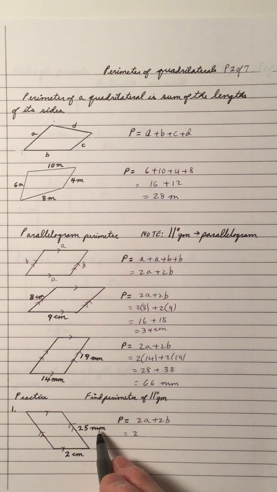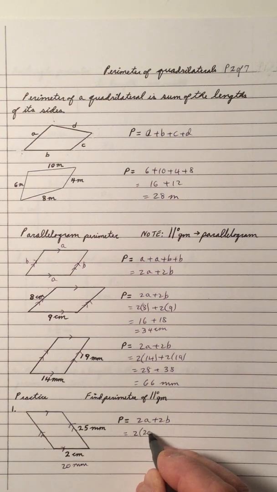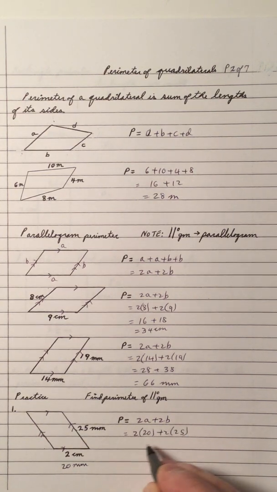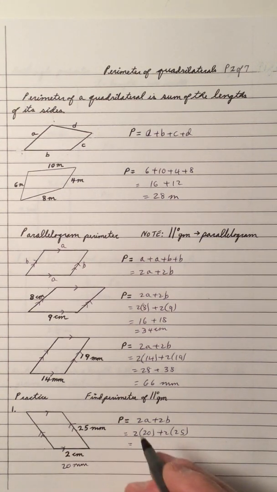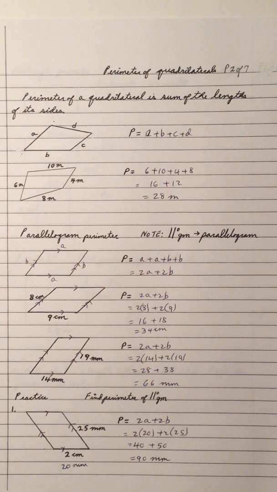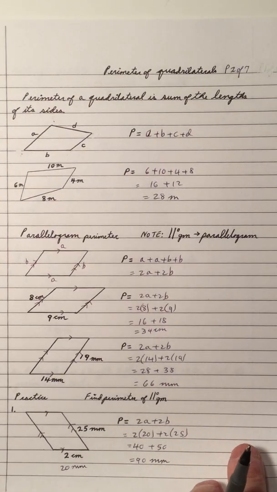Notice we have centimeters and millimeters, and we didn't say what we wanted in. So we could change, if we want, 2 centimeters is 20 millimeters. So we can make a 20 and a 25. We got to have the same units. I could have changed millimeters to 2.5 and done with centimeters. So that's a 40 and a 50. So we have 90 millimeters. Again, I could have done it in centimeters, and I would have got 9. So it didn't give me a choice, so I can do what I wish. So 90 millimeters is the perimeter of the parallelogram.